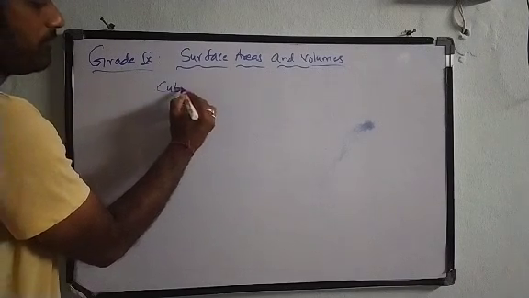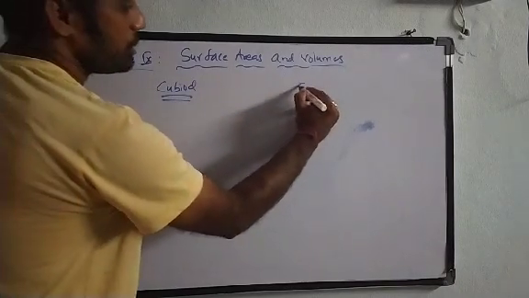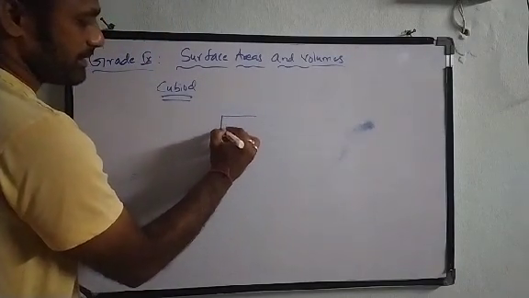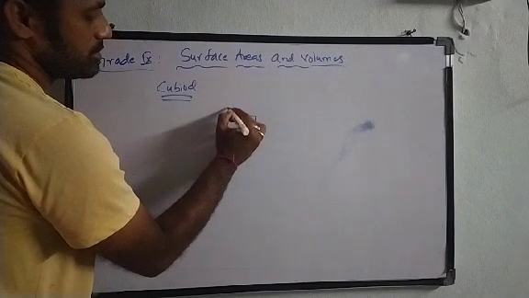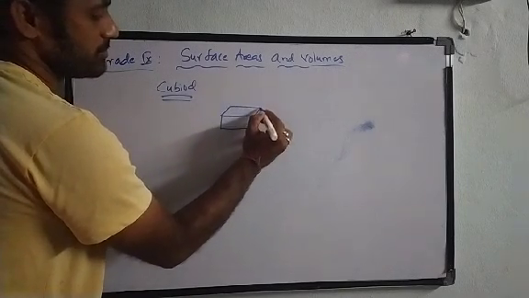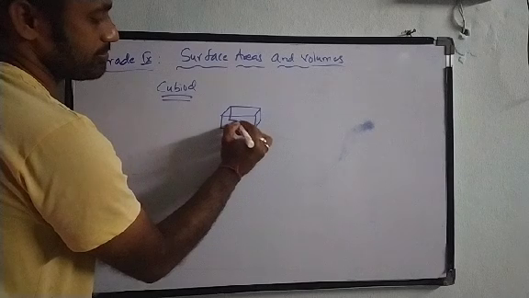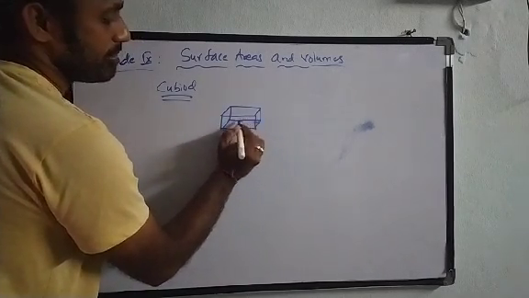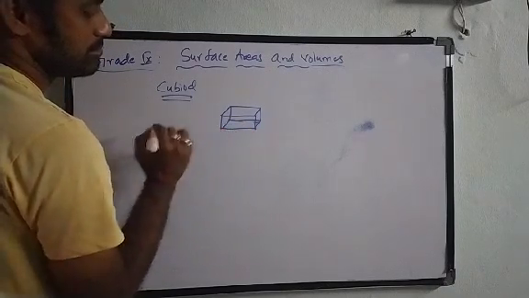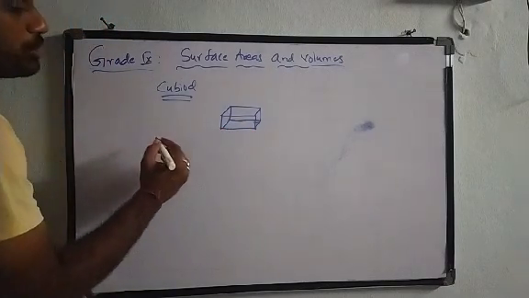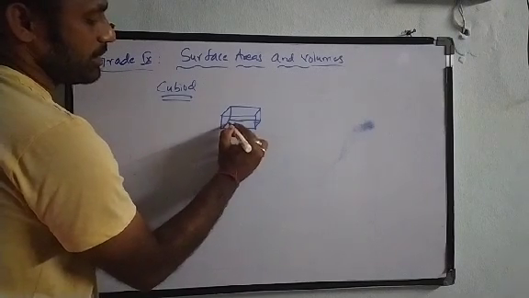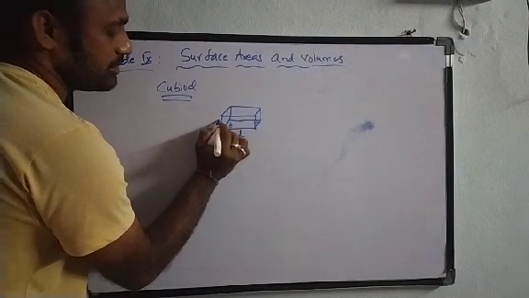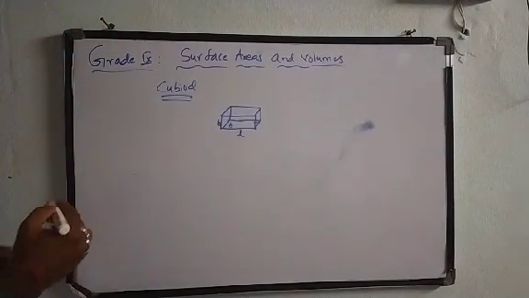So first of all, we are interested in the cuboid and cube. Let us see first about the cuboid. A cuboid is made by rectangular boxes. This is the cuboid, where we have length, breadth and height. Sorry, this is the height. This is breadth. So length, breadth and height.